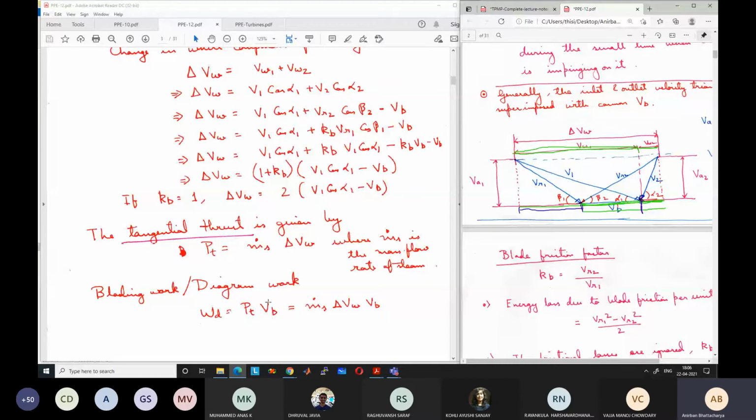You can see from the diagram that V2 is much smaller than V1. So half V2 square is much less than half V1 square, because we are dealing with squares here. So the fluid goes out with a small amount of kinetic energy and still the enthalpy which is remaining. And the rest of the energy, from half V1 square to half V2 square, that kinetic energy is being used up by the blade to generate work. This is the sequence of events or energy conversion.